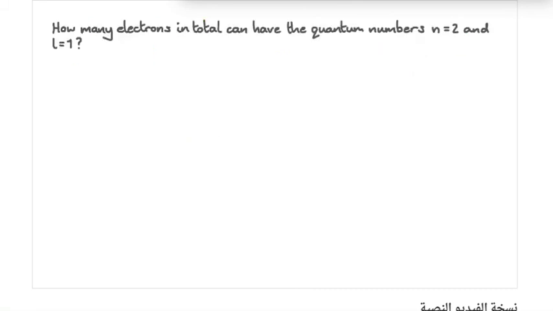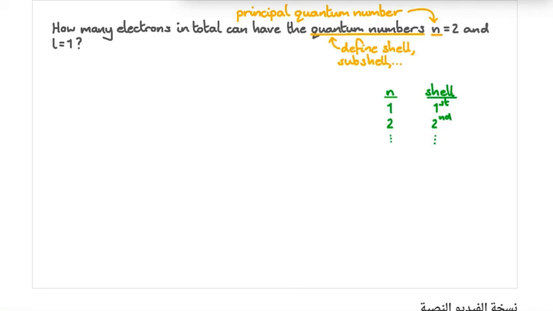How many electrons in total can have the quantum numbers n equals 2 and l equals 1? Quantum numbers are numbers we assign to electrons to describe where they are, shell, subshell, and so on. n is the symbol given to the principal quantum number. If n equals 1, we're looking at the first electron shell. If it equals 2, we're looking at the second. In this example, n equals 2, so we're looking at the second electron shell.